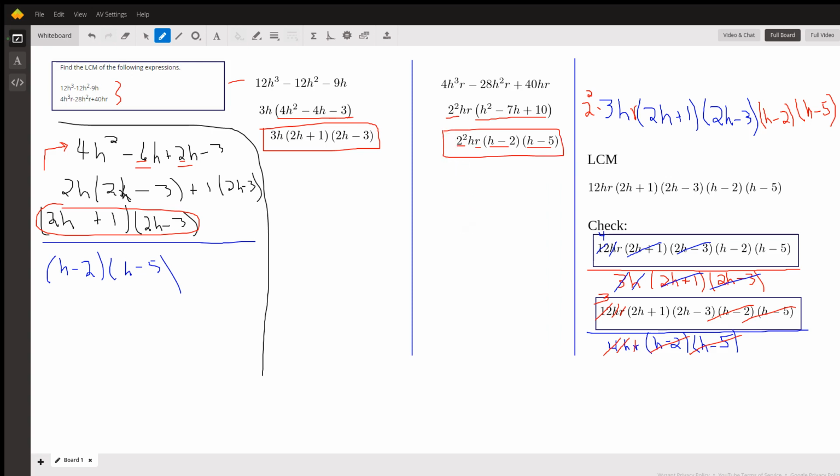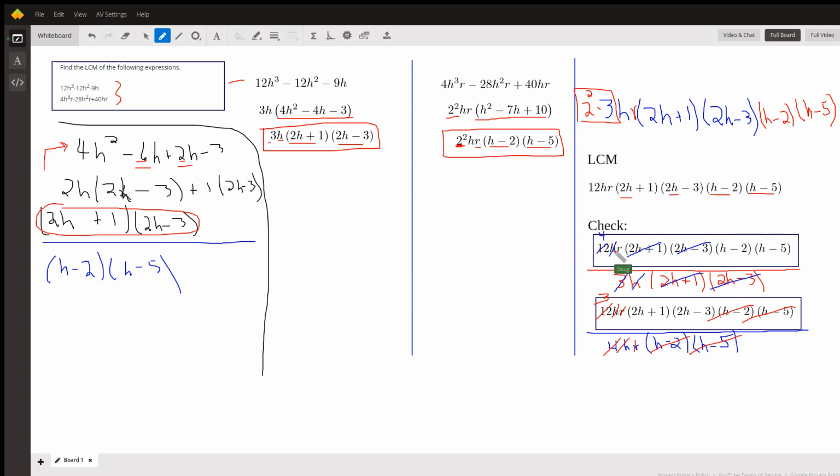of the second polynomial. Now, to form the LCM, what you're going to do is take each factor of one of the polynomials, that's written in blue over here, and then add on any factors from the second polynomial that don't appear. So I need the 2 squared, I need a factor of r, and I need the h minus 2, h minus 5. And I can multiply the numerical coefficients together to get 12hr times the product of these four binomials. There's your LCM.